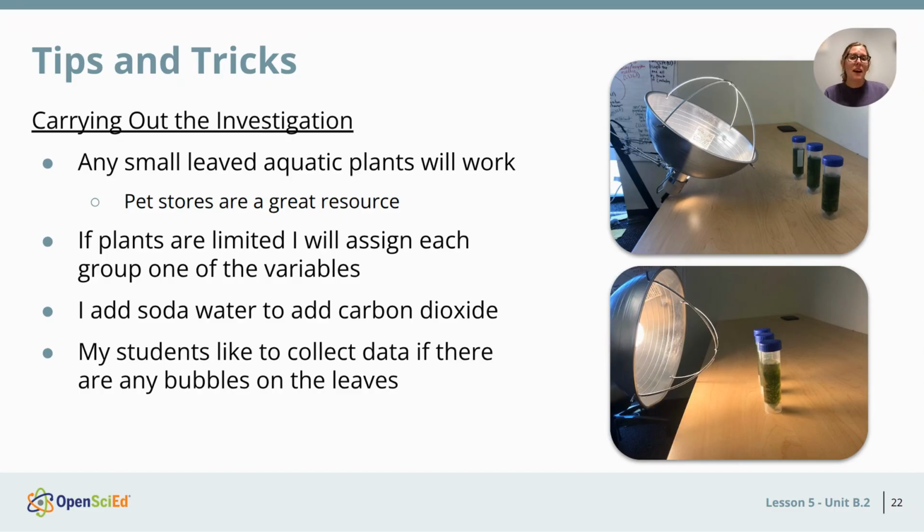If plants are limited, I will also assign each group one of the variables. I'm like, all right, your group, you're going to do the direct light. This group, you're going to do the indirect light. Another group, you're going to do the cover. And I add soda water to add carbon dioxide, which makes the BTB turn really yellow and gives us more of the color change that we're looking for. I found that it makes the experiment more effective.